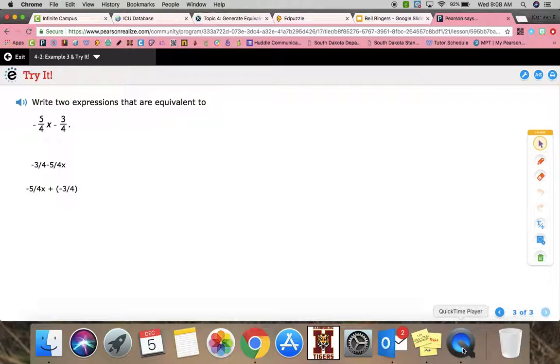So equivalent expressions are all about rearranging the order, moving the parentheses or getting rid of the parentheses, or adding the additive inverse.